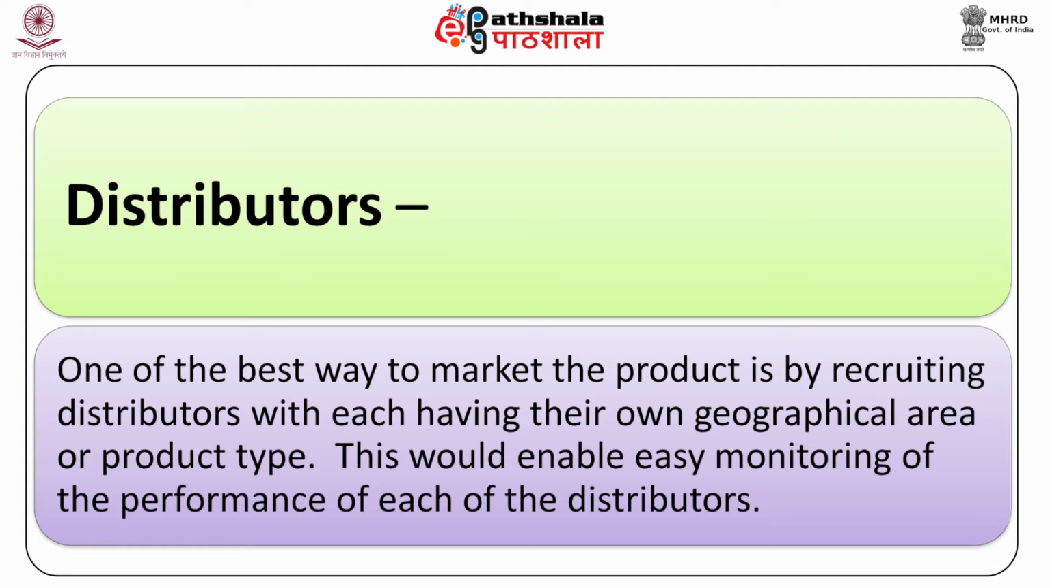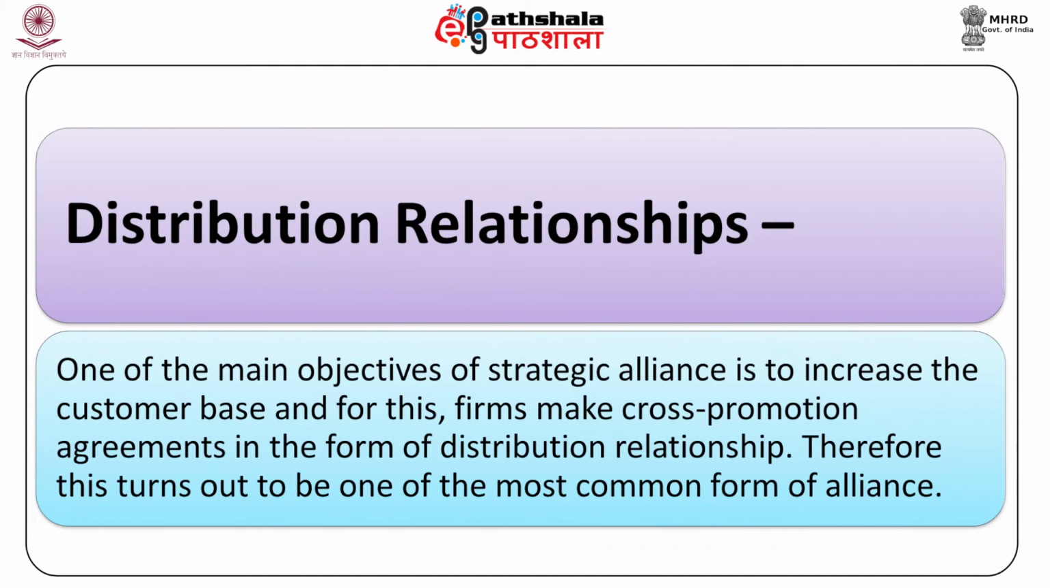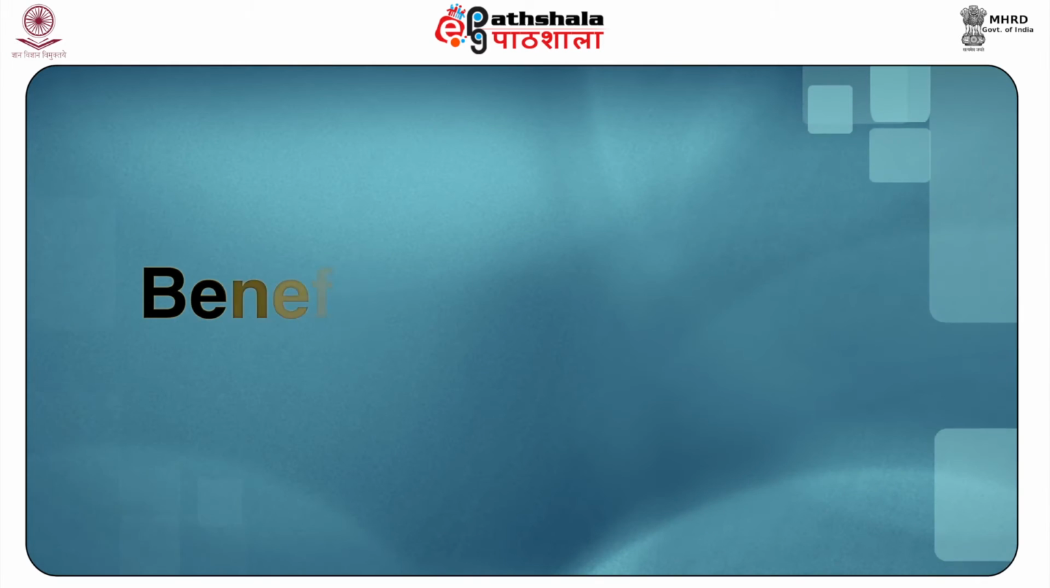This would enable easy monitoring of the performance of each of the distributors. Ninth, distribution relationships. One of the main objectives of strategic alliance is to increase the customer base, and for this, firms make cross-promotional agreements in the form of distribution relationships. Therefore, this turns out to be one of the most common forms of alliance.